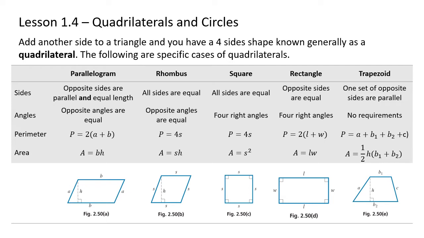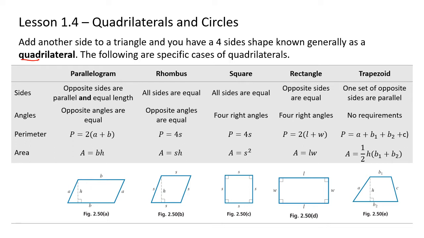So if you add another side to a triangle, any triangle, you're going to end up with four sides. And any four-sided figure is known as a quadrilateral, okay, so quad being four. And what I want to go over is five specific cases of quadrilaterals. You've probably seen a lot of these. This would be a good reference slide if you're trying to remember formulas for perimeter and area. In our next lesson, we're going to talk about taking some of these shapes and doing volume calculations as well.